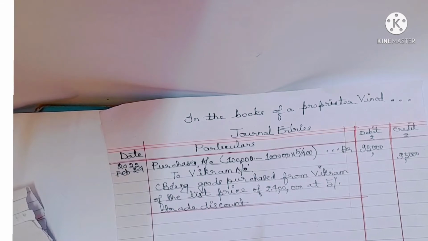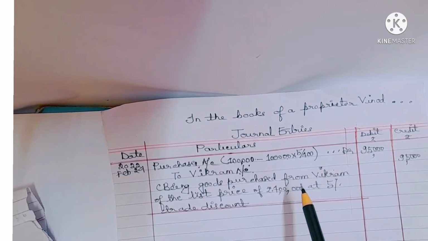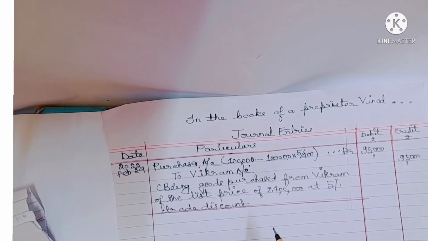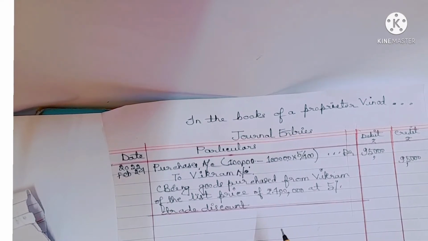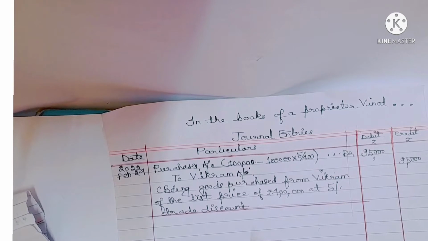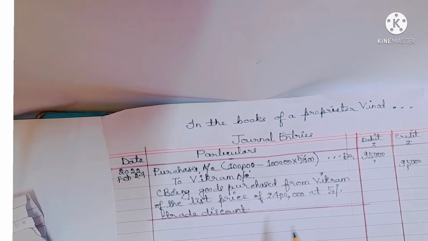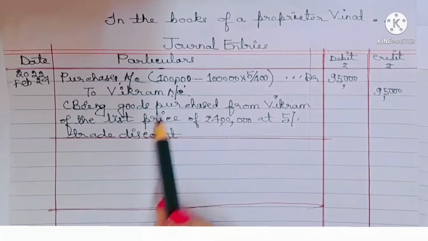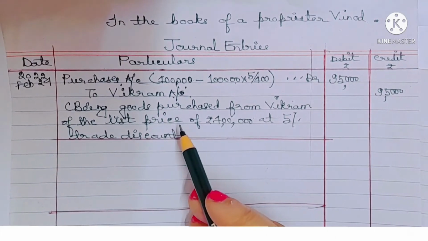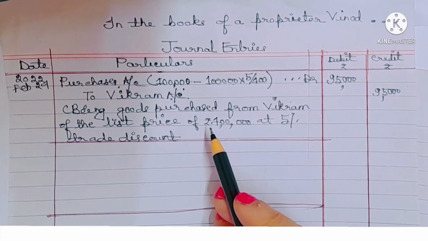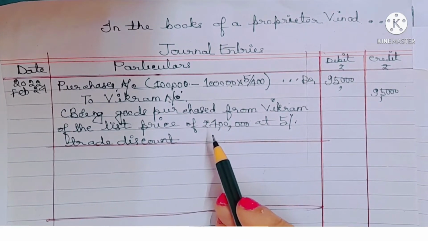Trade discount is allowed both on credit as well as cash transactions, since it is related to the purchases of goods and not to the payment. So no separate journal entry is passed for the trade discount because it is deducted from the invoice of goods.